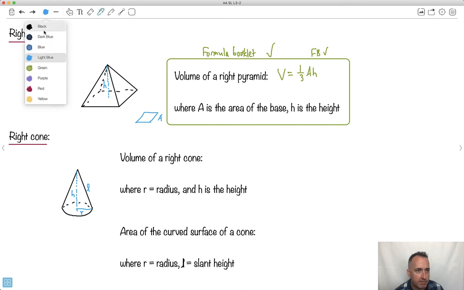So here we go. We have the volume of a cone. And it's a right cone because it's 90 degrees. It's not some cone that's been stretched or anything like that. That's what we call a right cone. It's got a right angle, just like a right pyramid here.